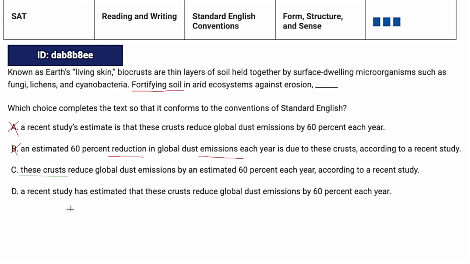And then D says a recent study. A study cannot fortify soil for sure. So even though this is a bit scientific and I am not a scientist, I was still able to get rid of three answers and confidently choose C as my correct answer.